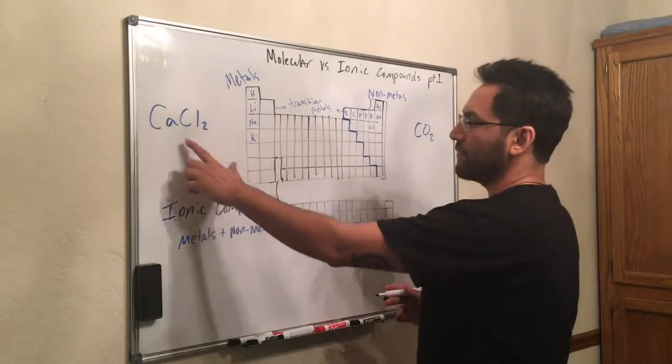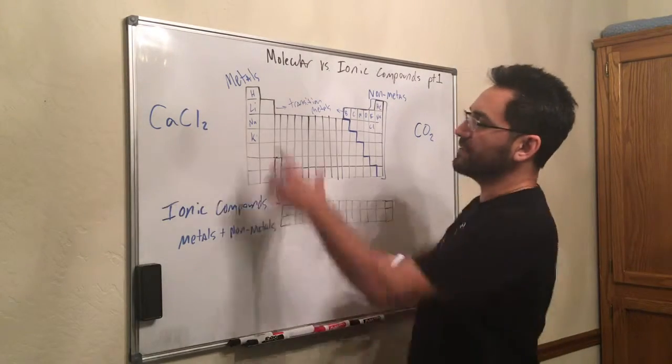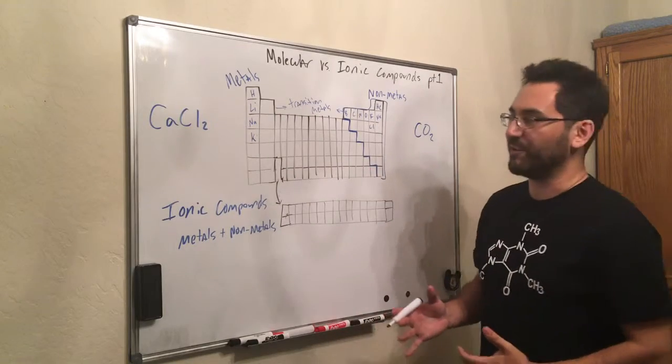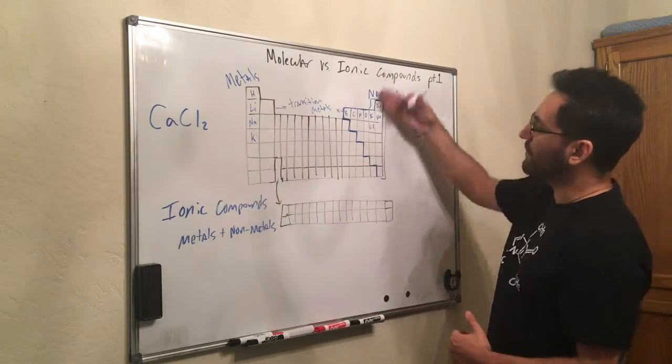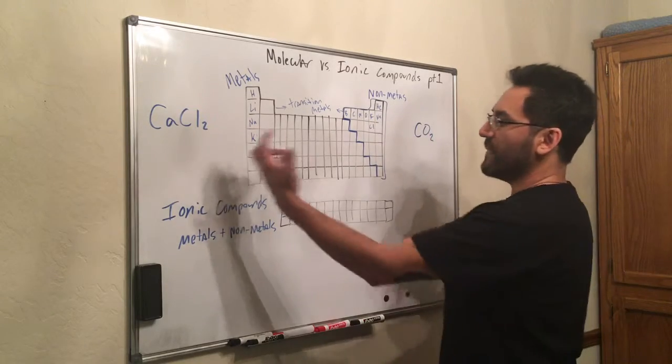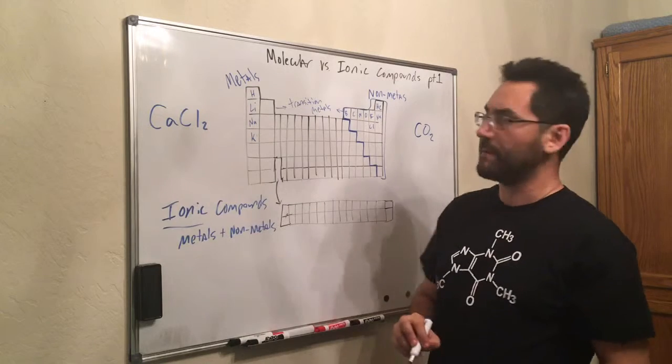And so if we were to look here, we'd actually see that calcium is a metal. And if I had a real periodic table up here, calcium would be in here on this side, and chlorine would be over here on this side. And so a metal and a nonmetal together would be an ionic compound.